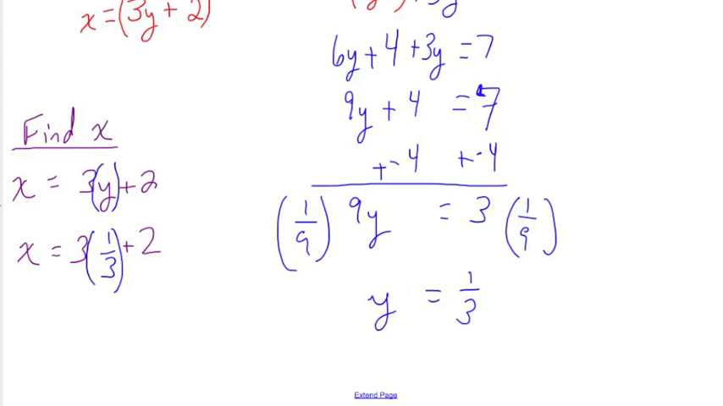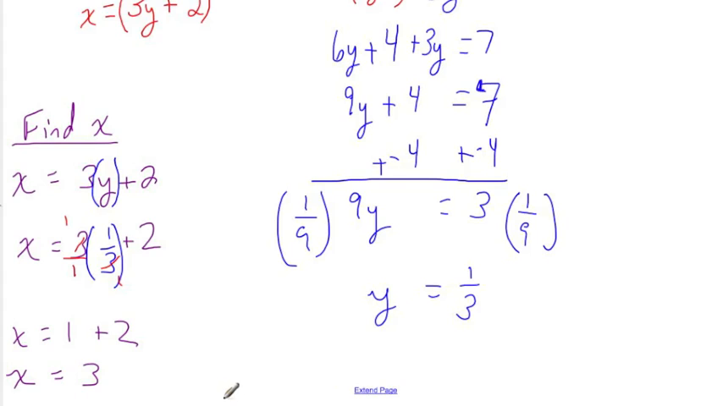3 times 1/3. 3 goes into itself once and into itself once. This is going to be 1 times 1 over 1 times 1. That's going to simplify to 1. So this is going to be x equals 1 plus 2, or x equals 3.